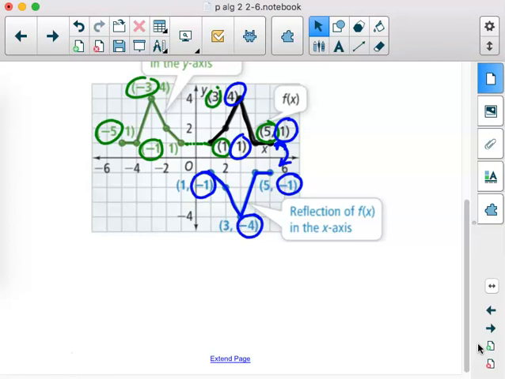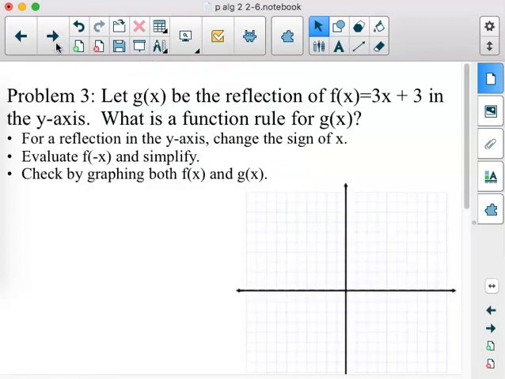So with reflections, you can see that we're talking about things that have the same size, but we've changed their orientation when we flip them over a line. So problem 3 says, let g of x be the reflection of f of x in the y-axis. I'm going to go ahead and underline that. What is the function rule for g of x?